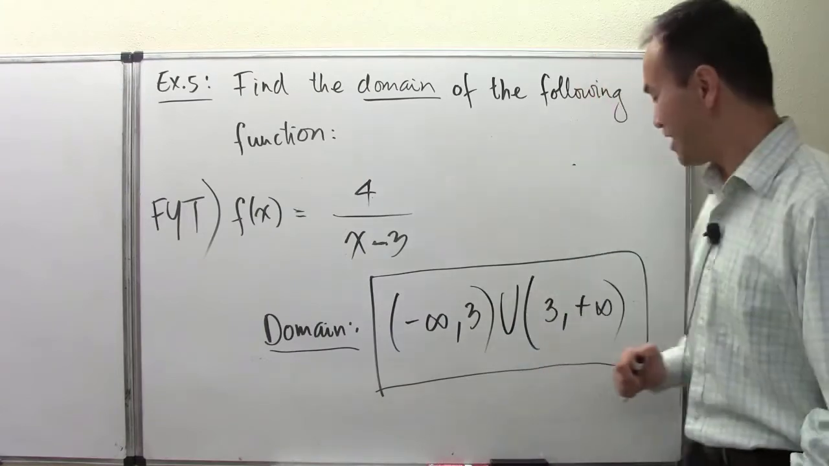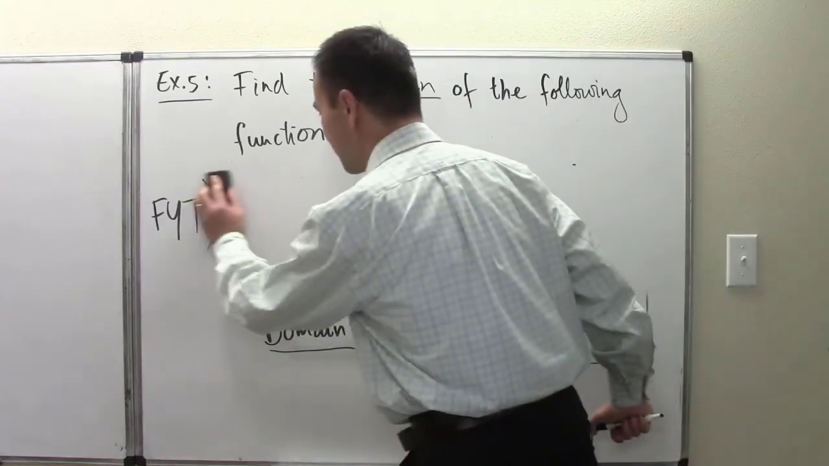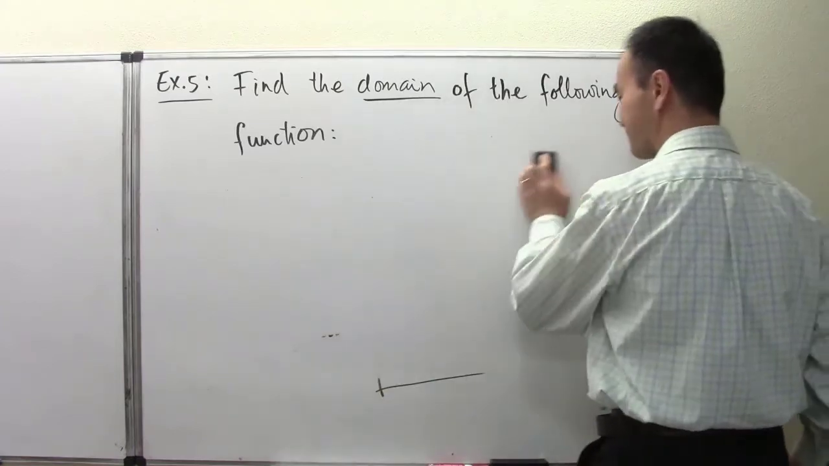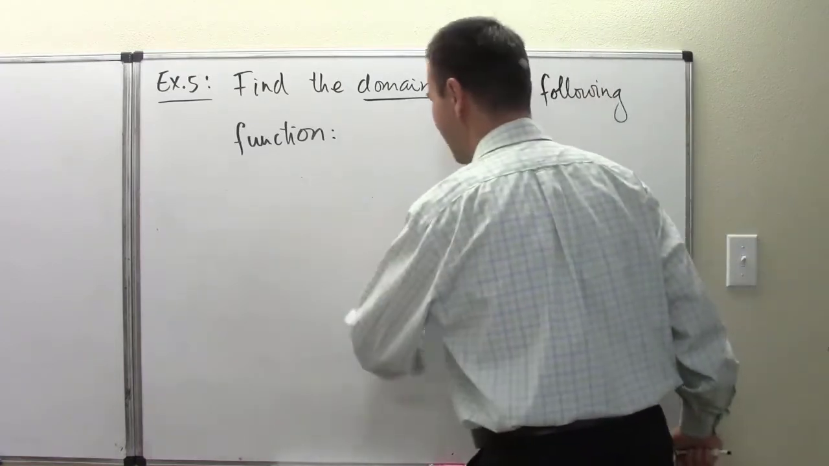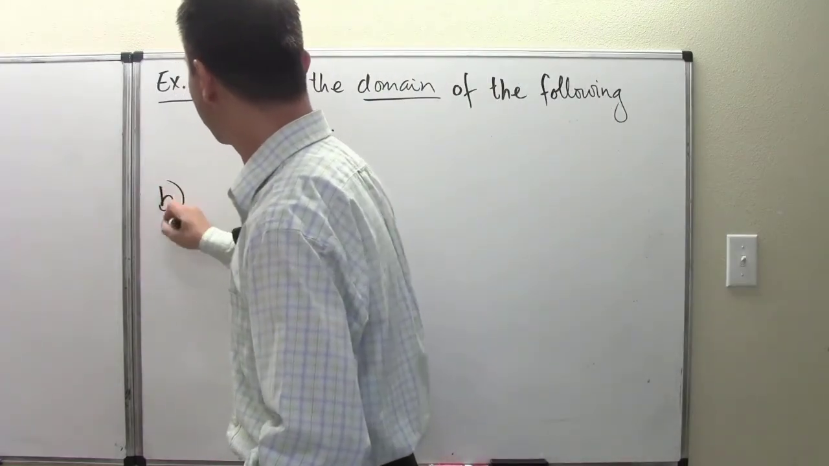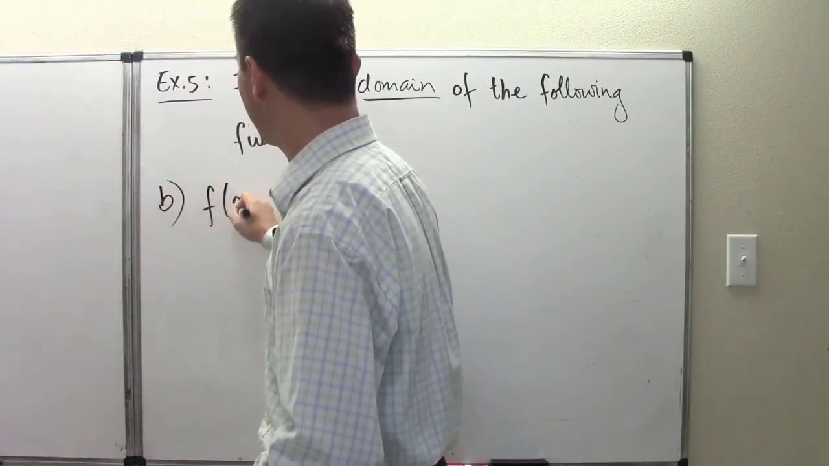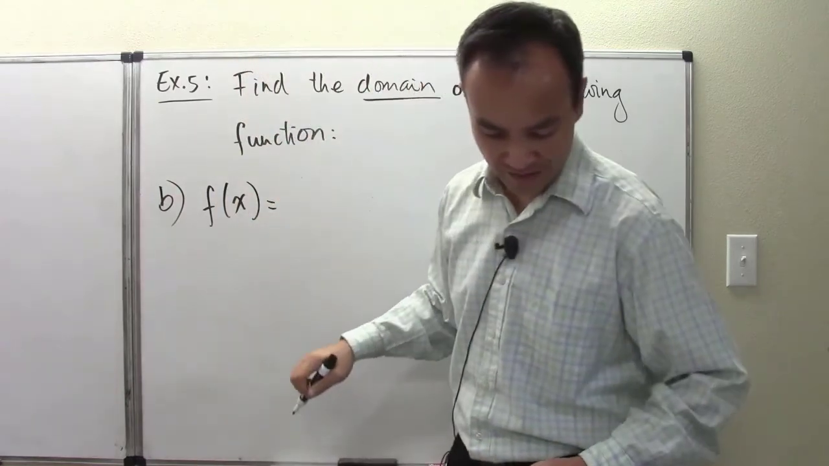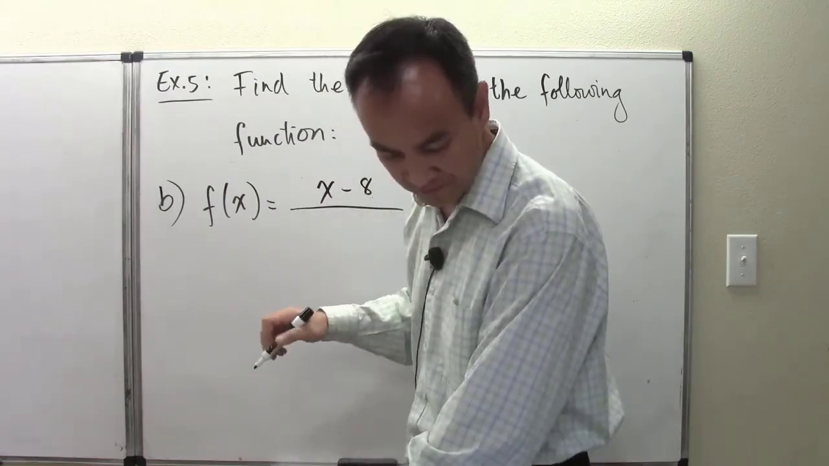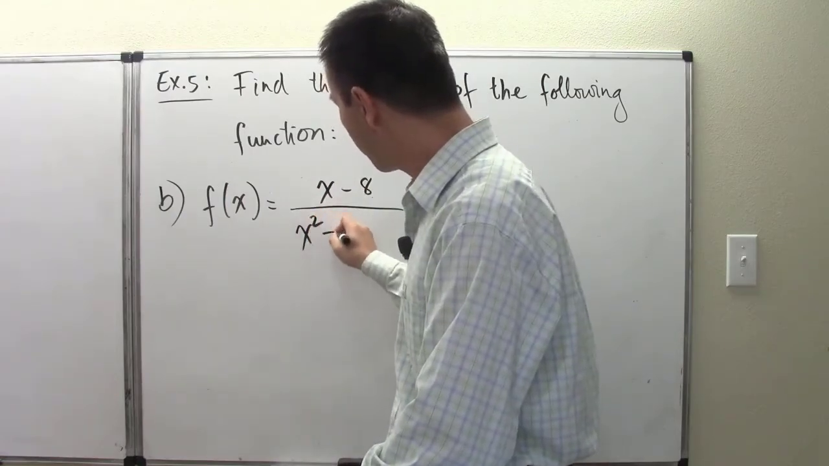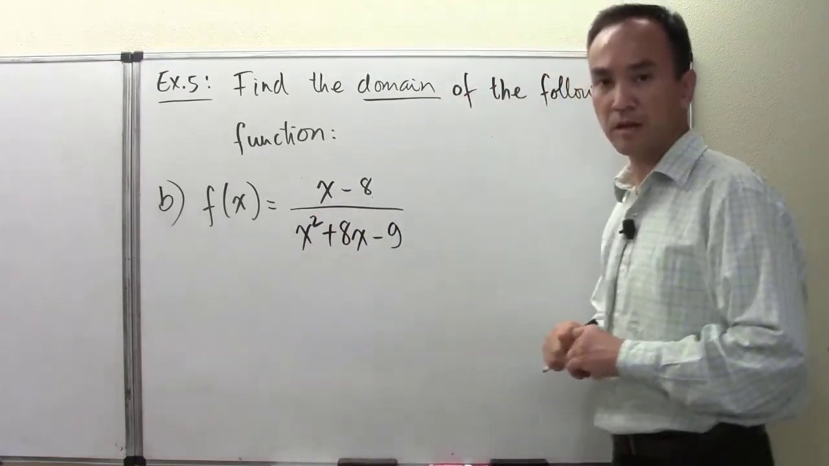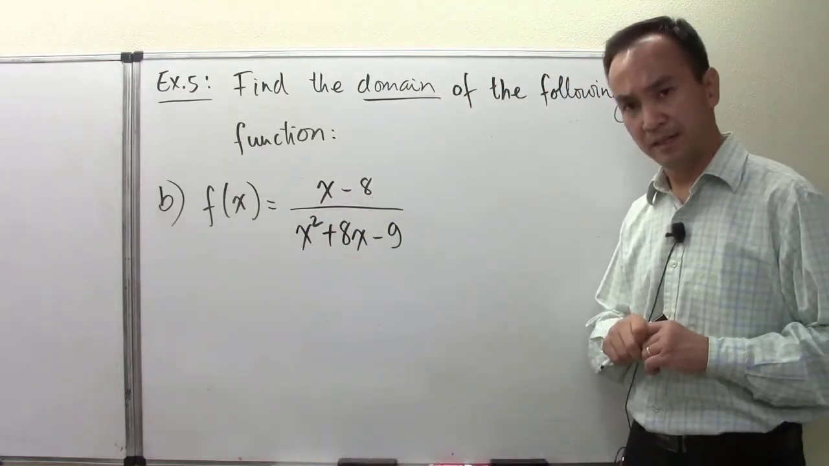because it works just like how we did that in part A earlier. Okay, and so now I am going to erase this, and let's step into another problem where I call part B of the current example. All right, so in part B, let's look at the following function. How about f of x equals x minus 8 over x squared plus 8x minus 9. Okay, x squared plus 8x minus 9.